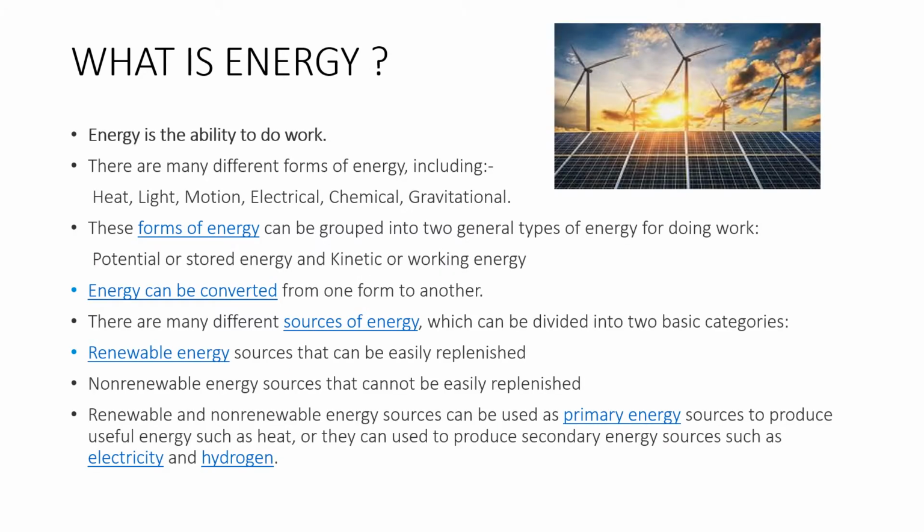What is energy? Energy is the ability to do work, means the strength and vitality required for sustained work, especially to provide light, heat, or energy for machines. There are many forms of energy, as we know: heat, light, motion, electrical, chemical, gravitational. Energy we can group into different types as potential or stored energy and kinetic or working energy. We also know that energy can be converted from one source to another.